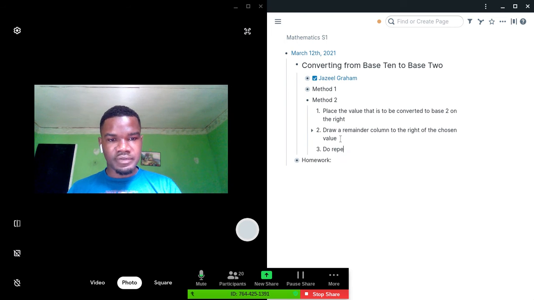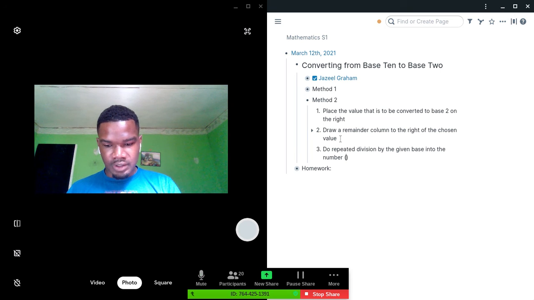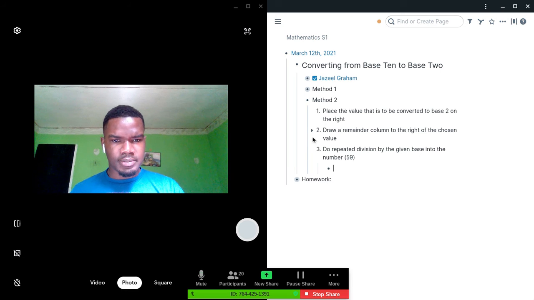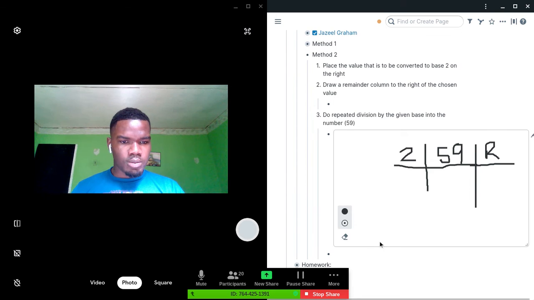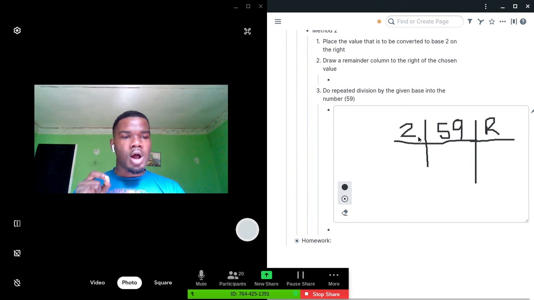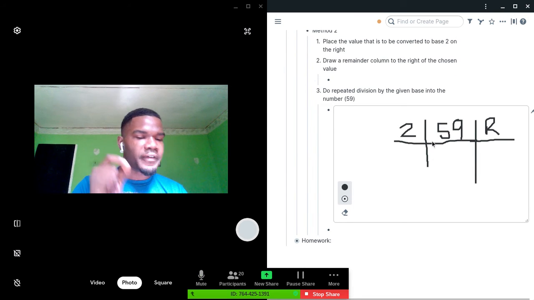Do repeated division by the given base into the number, and in this case the number is 59. So what do we mean by the repeated division? Let me show you. Let's move this drawing across down. Repeated division is to say how many times can 2 go into 59.